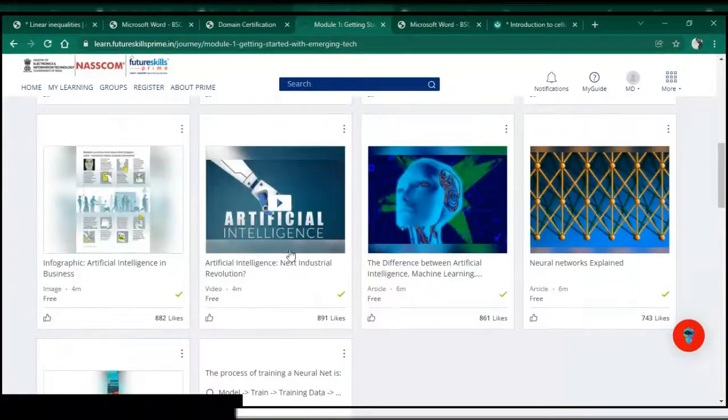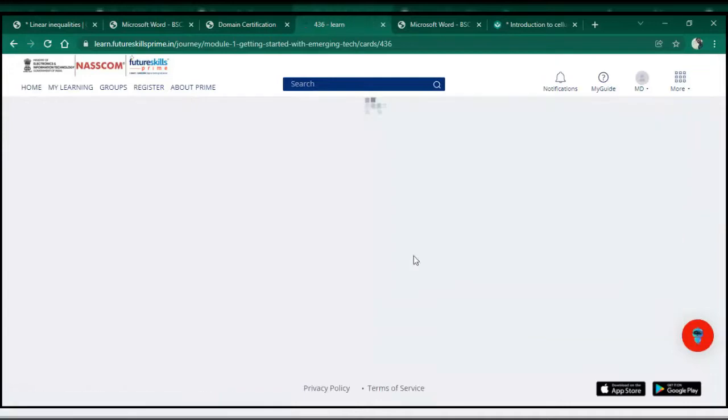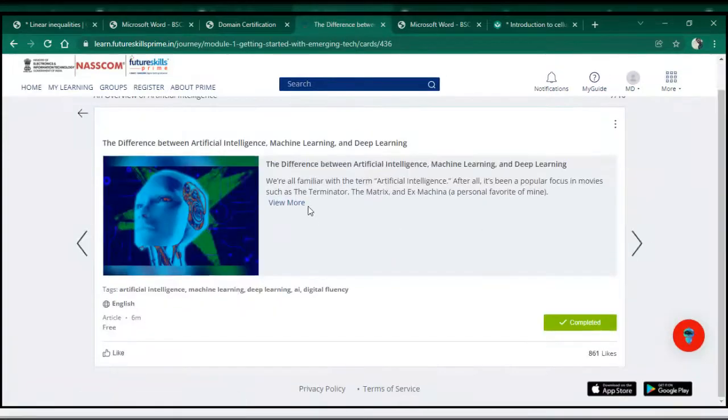Okay, so yesterday I had finished till artificial intelligence, next industrial revolution. Now we'll start with the difference between artificial intelligence, machine learning, and deep learning. I had explained it yesterday.